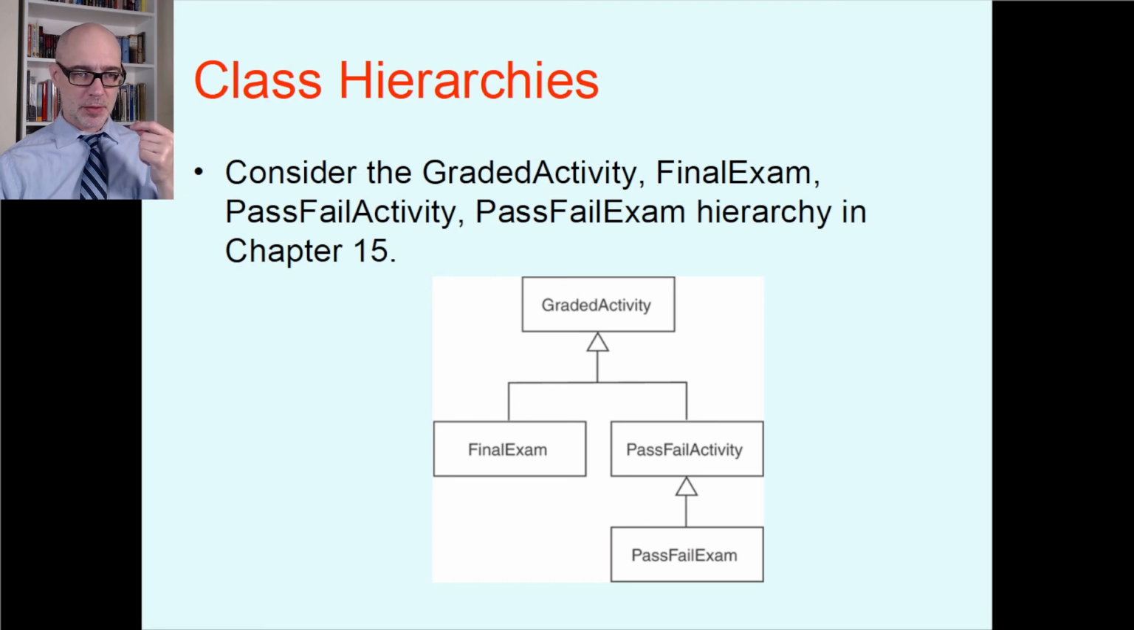You can see that in the UML class diagram, the relationship is indicated with a triangle arrow. So pass-fail exam is inheriting from pass-fail activity, and pass-fail activity is inheriting from graded activity. And I think the book even adds another one at some point beyond that. So kind of interesting, if you do have access to the Gaddis textbook, a nice continuing example of all these classes all interacting together, built one on top of the other.